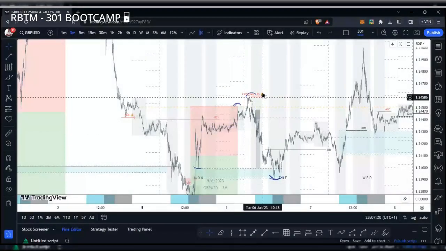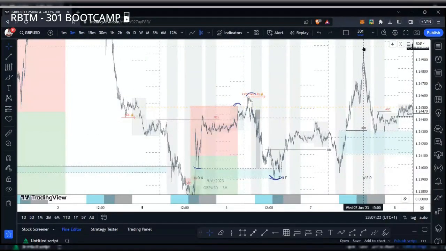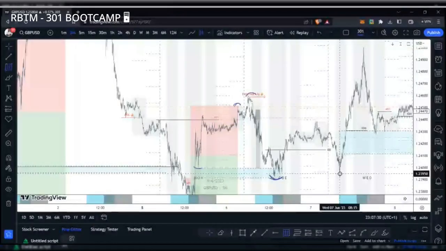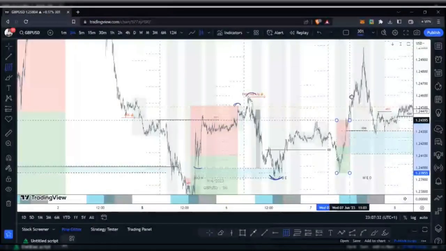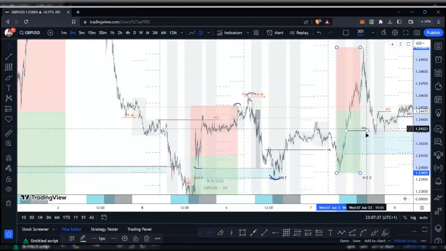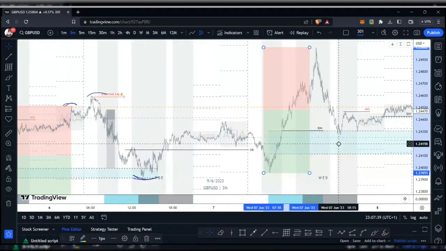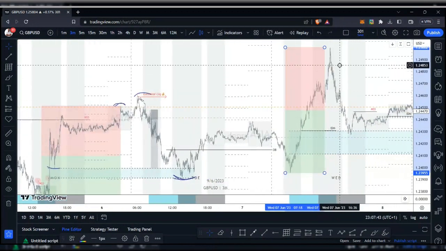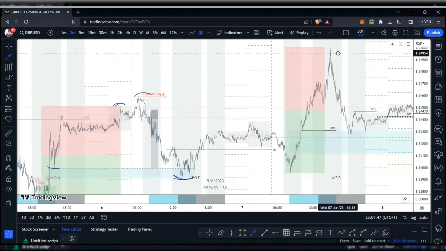Now that we have taken external liquidity, we have a new external liquidity. And this was the expansion. So this was the expansion we would have played to get our new internal liquidity. Okay. So we have this as external liquidity. So let's mark this out.